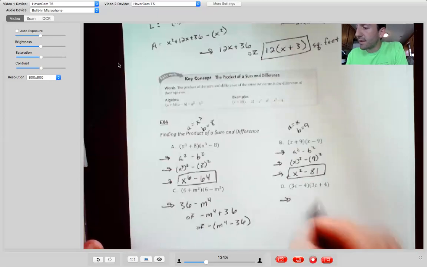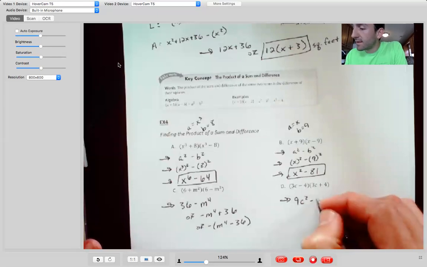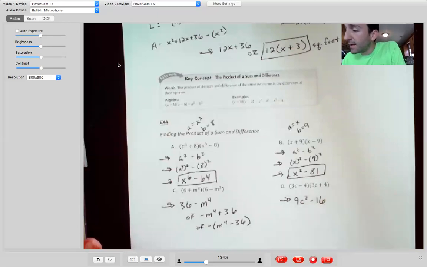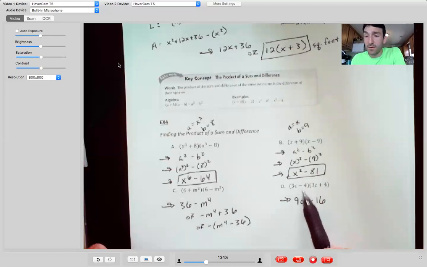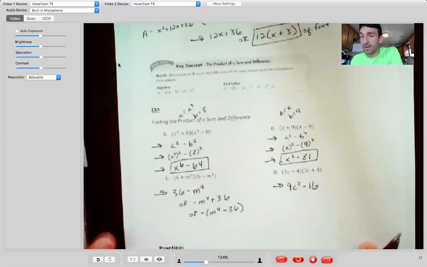3c squared is going to be 9c squared, minus 4 squared, which is 16. And then here, it's worth noting that it doesn't matter if it's a minus b times a plus b. That order doesn't matter. Still difference of squares.